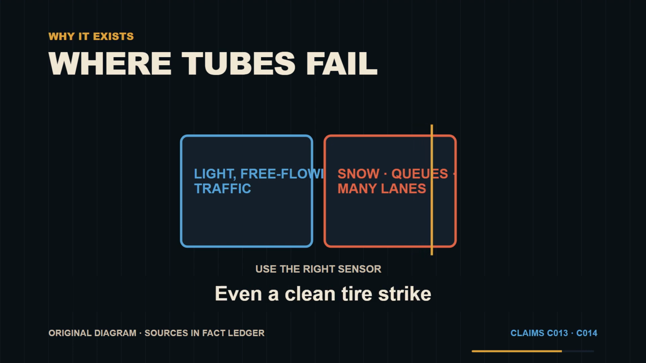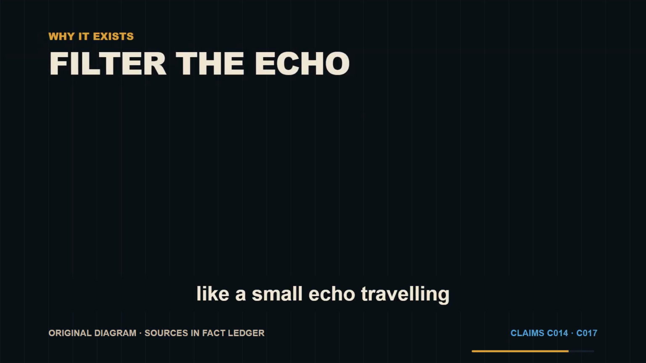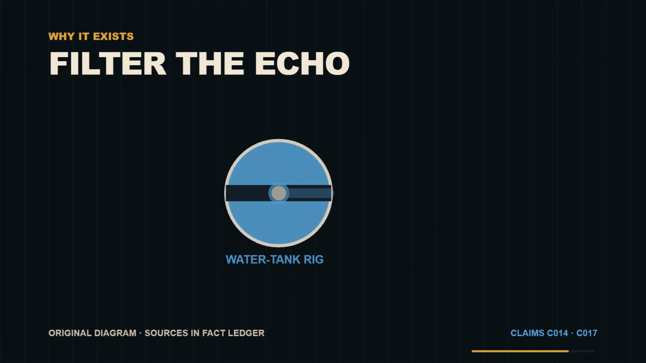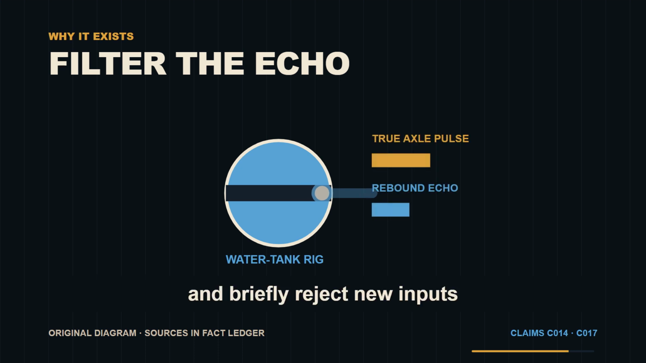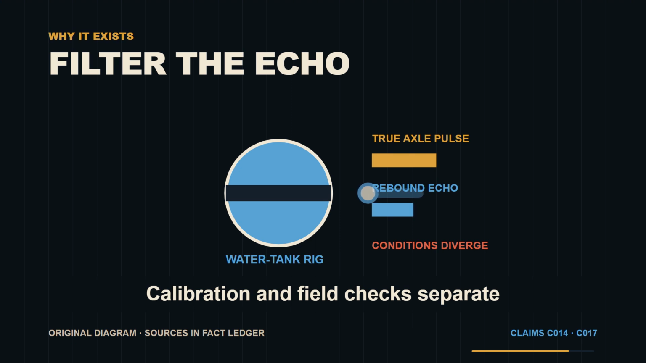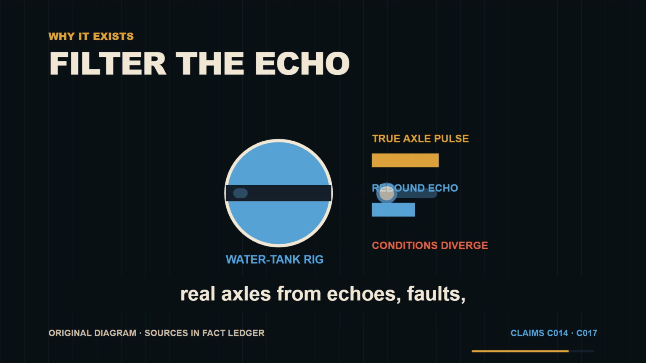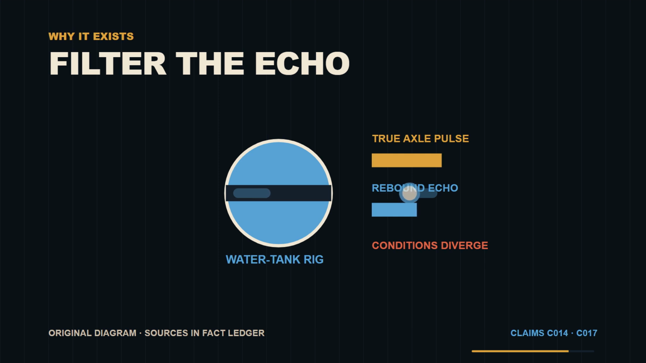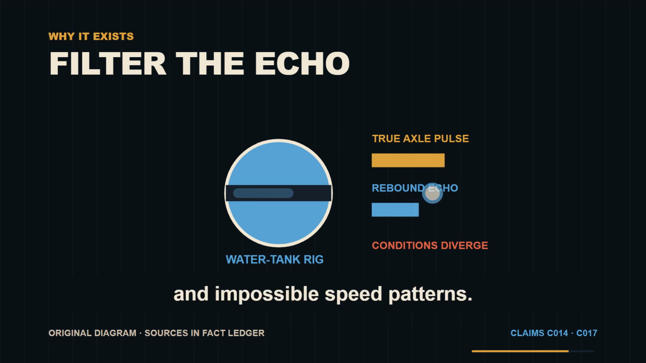Even a clean tire strike can create rebound pressure, like a small echo traveling inside the tube. Counters therefore use a minimum pulse threshold and briefly reject new inputs after a valid event. Calibration and field checks separate real axles from echoes, faults, loose tubes, and impossible speed patterns.